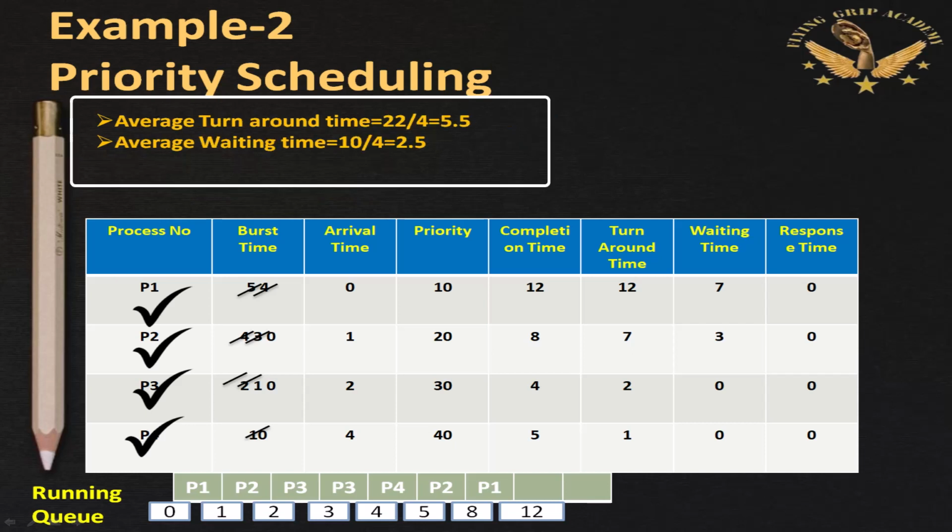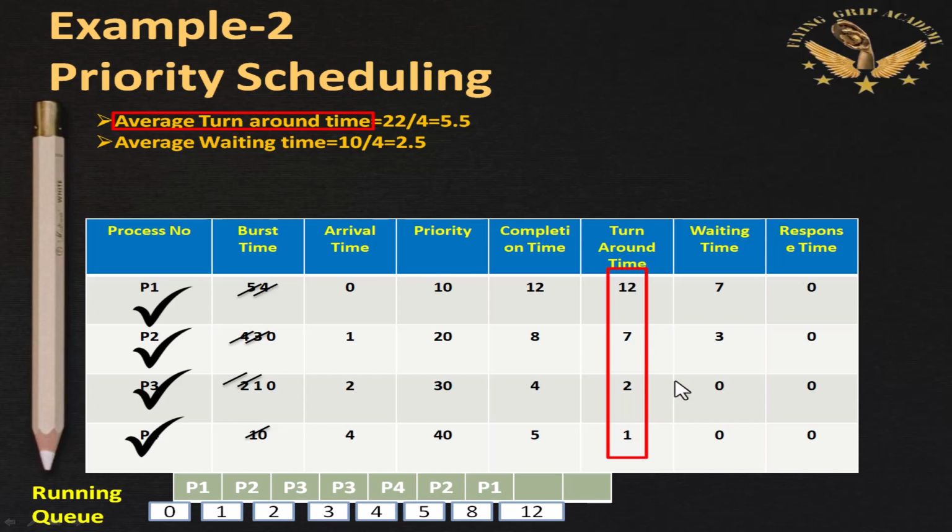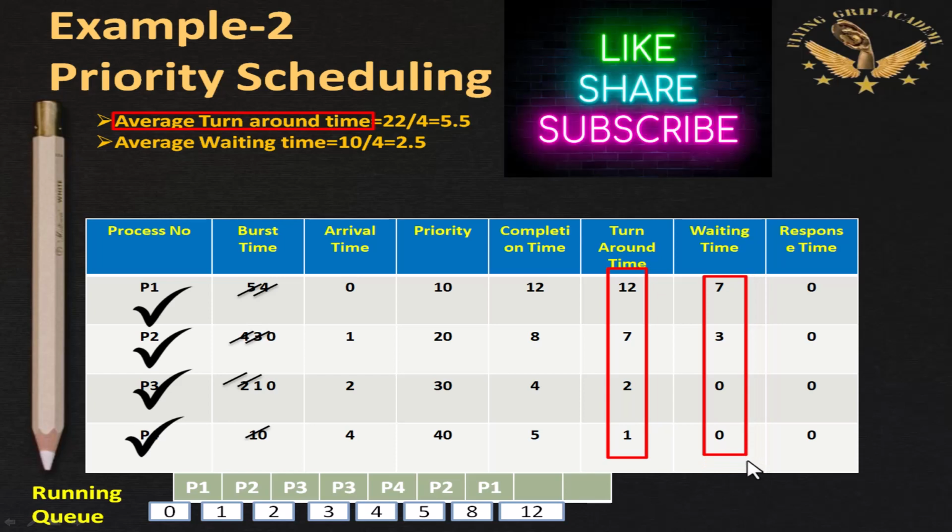Calculate the average turnaround time. Average turnaround time: if you add all the values, the result is 22, divided by the total number of processes, which is 4. It is going to result in 5.5. Next average waiting time: the sum is 10, divided by the total number of processes, which is 4. Finally it is going to result in 2.5.